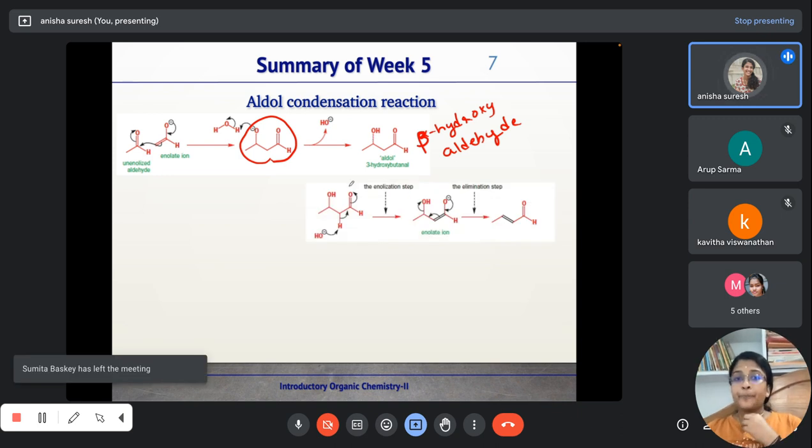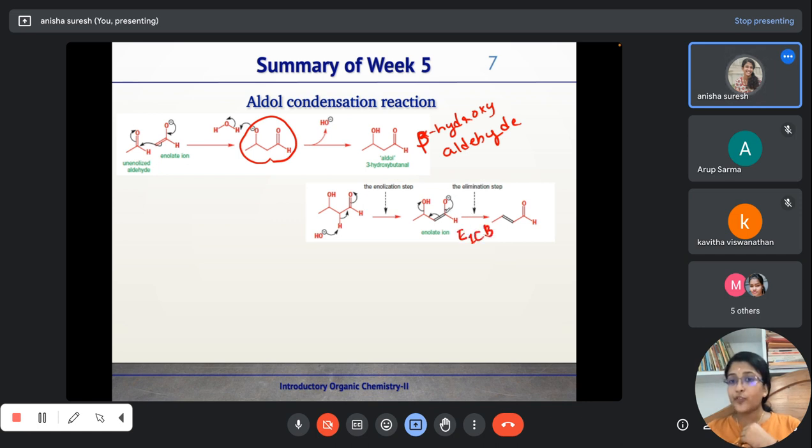Now what will happen? Here again, base can abstract the proton. Again, an alpha hydrogen will be present. Base can abstract that proton, and it will lead to formation of this enolate. We can see this is similar to an E1CB intermediate, right? Then it will undergo the E1CB mechanism. This will fold down, this double bond will shift here, and this OH will be eliminated, leading to formation of this alpha beta unsaturated aldehyde. So this is the aldol condensation reaction, which was discussed finally in week 5.